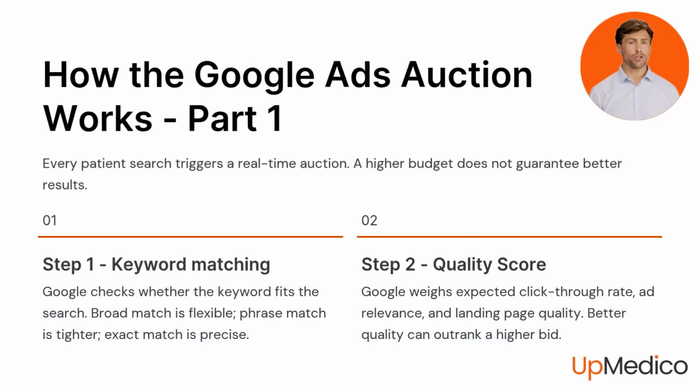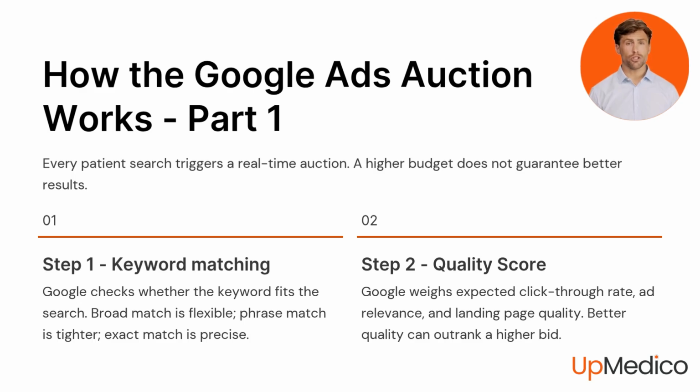Every time a patient searches on Google, a real-time auction takes place in milliseconds. Step 1 is keyword matching. Does the clinic's keyword match what the patient searched? Match type determines quality. A patient searching private GP appointment today is significantly closer to booking than one searching what does a GP do, even if both trigger the same keyword. Getting this right is one of the first places clinics either waste budget or capture high-intent traffic.